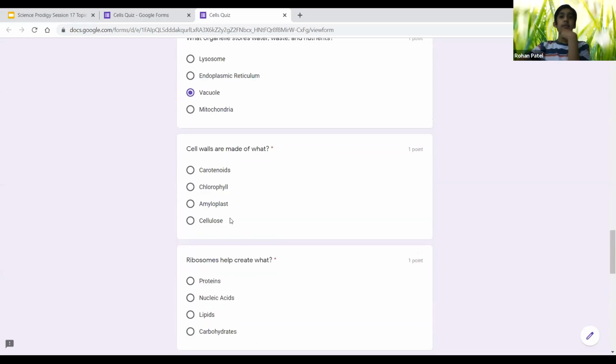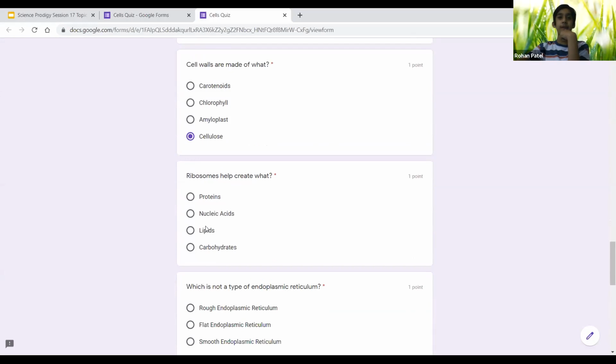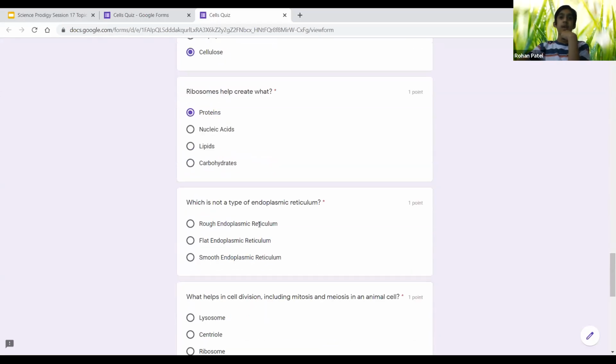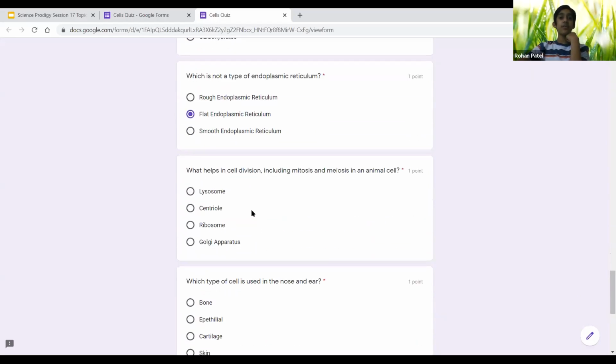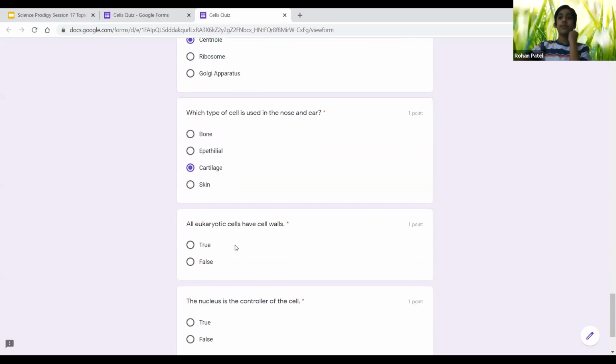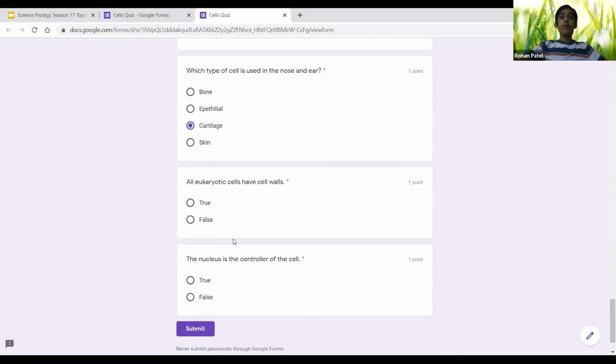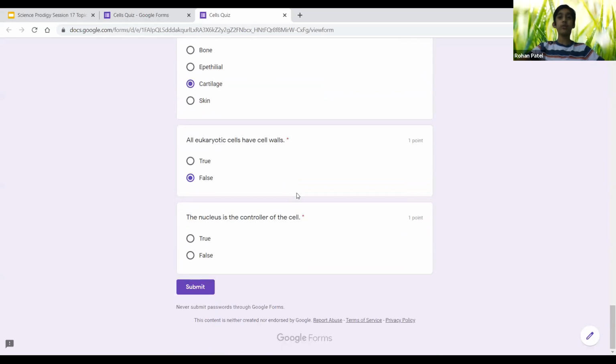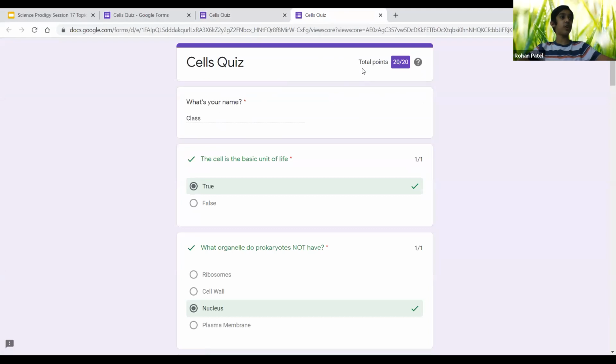Cell walls are made of cellulose. Ribosomes help to create proteins, which is not a type of endoplasmic reticulum, the flat. What helps in cell division? The answer is the centriole. What type of cell is used in the nose and ear? The answer is cartilage. All eukaryotic cells have cell walls. No. Animal cells do not. And the nucleus is the controller of the cell. True. Let's make sure we have 100%. Okay, good job, guys.